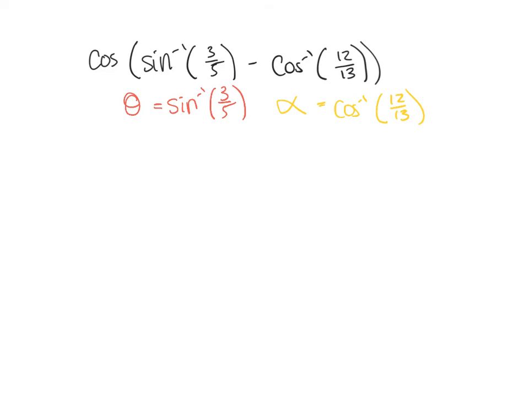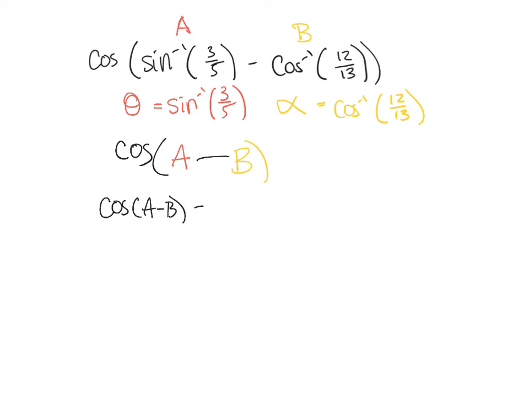Well, instead of calling them theta and alpha, what if I called them A and B? So if I was to simplify this, this would really be cosine of A minus B. Oh, I recognize that. That's a thing that we know. So what I need to do is find the ratios for angles A and B, because we eventually want to use our cosine difference identity.